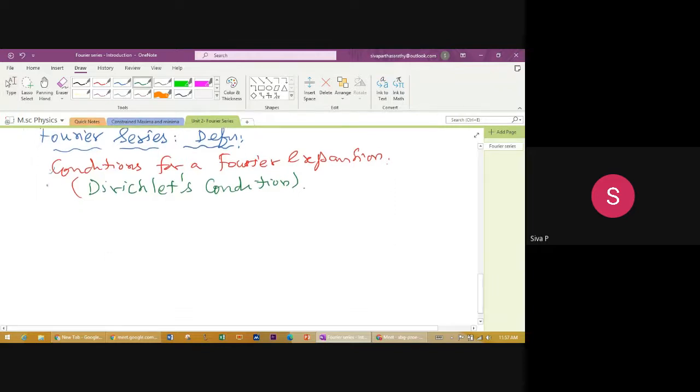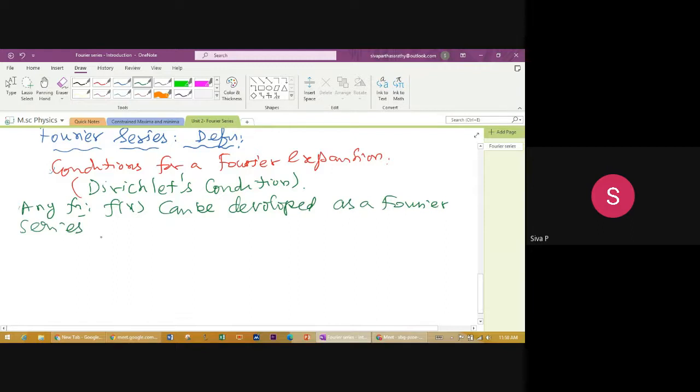First, any function f of x can be developed as a Fourier series: a0 by 2 plus summation of an cos n pi x by l plus summation of n equal to 1 to infinity bn sin n pi x by l. This is an expansion of a Fourier series.